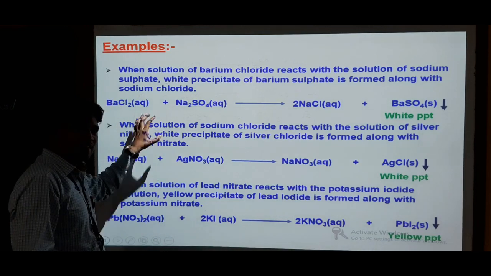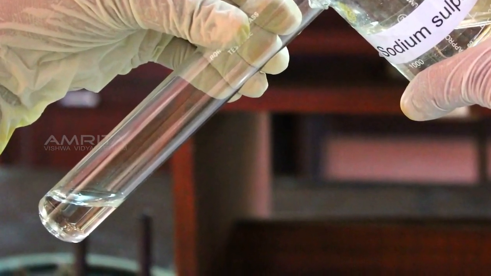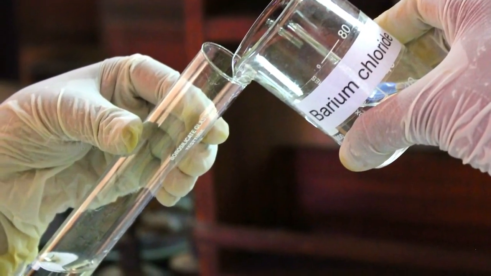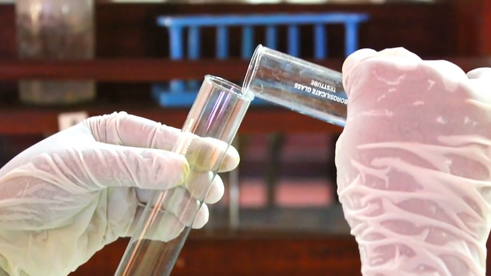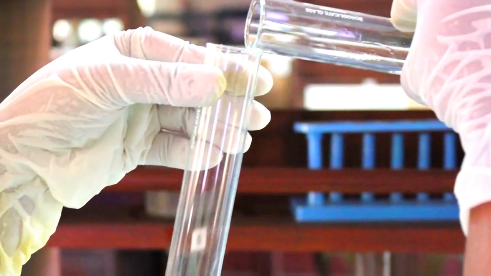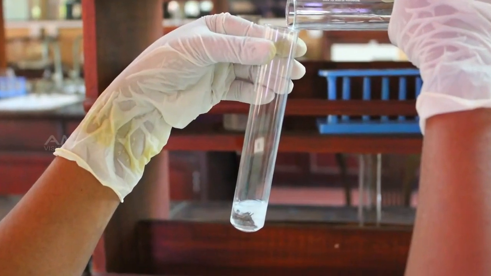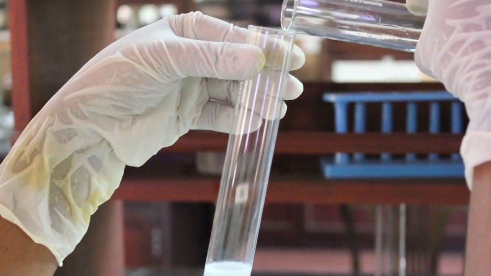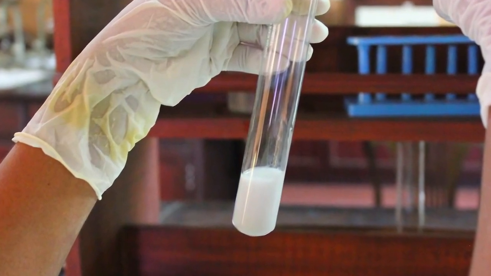We are going to see this reaction in a video. Take a small quantity of sodium sulfate solution in a boiling tube. Then, take a small quantity of barium chloride solution in another boiling tube. Pour the barium chloride solution into the boiling tube containing sodium sulfate solution. On adding, a white precipitate of barium sulfate is formed in the boiling tube. This confirms the presence of sulfate ions in the solution.